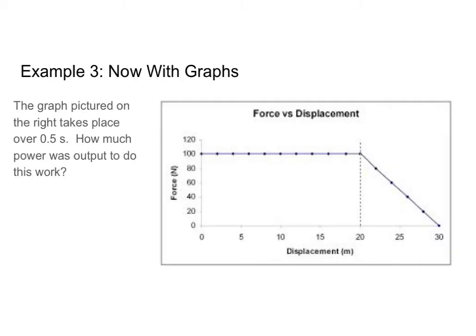Now, let's take a look at an example using graphs. So the graph to the right here takes place over 0.5 seconds. So let's see how much power was output to do this work. So we're going to start by calculating our work. And I know that the work done is equal to the area of my rectangle plus the area of my triangle.